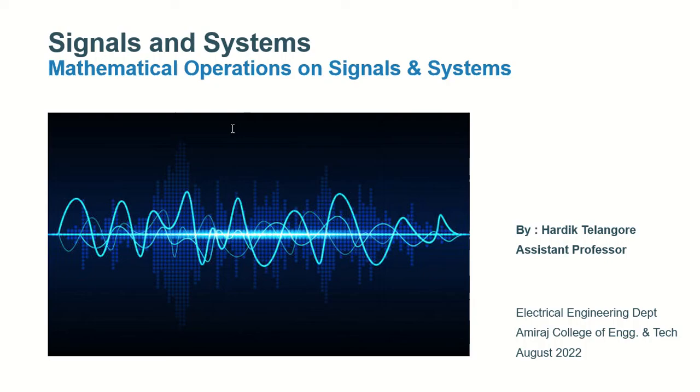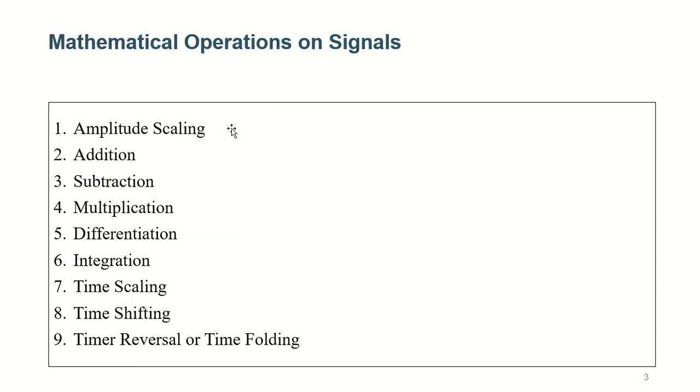Okay. So first, let me give you a small glimpse of what we are going to discuss here. We will start with mathematical operations which take place on signals. These will include amplitude scaling. We will see what is signal addition, what is signal subtraction, what is the multiplication of a signal, and what is the differentiation of a signal.